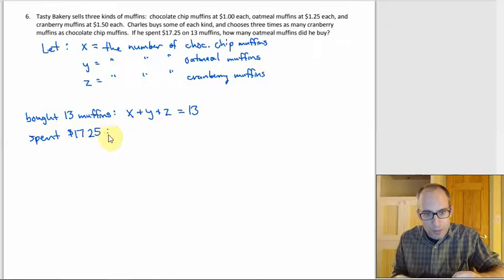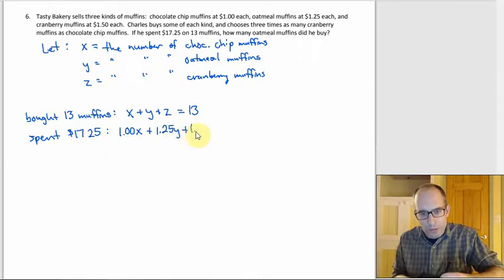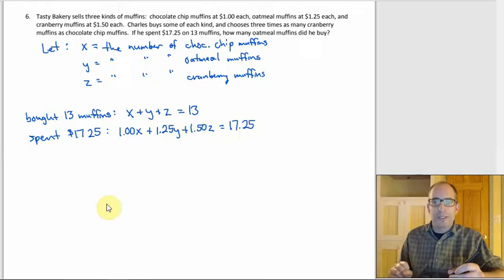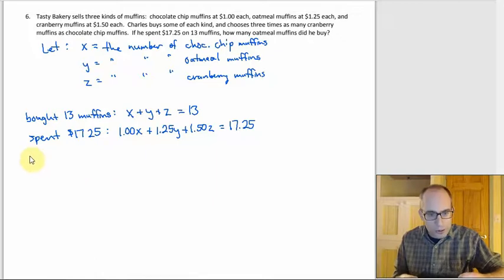And then let's see, that he spent $17.25. What that means is that it would be 1 times the number of chocolate chips, so 1 times X, plus 1.25 times the number of oatmeal, plus 1.50 times the number of cranberry, has to equal 17.25. So we've got 2 equations, and we need the third. The third is actually in the previous sentence, where it says he has 3 times as many cranberry muffins as chocolate chip. So 3 times as many cranberry as chocolate chip.